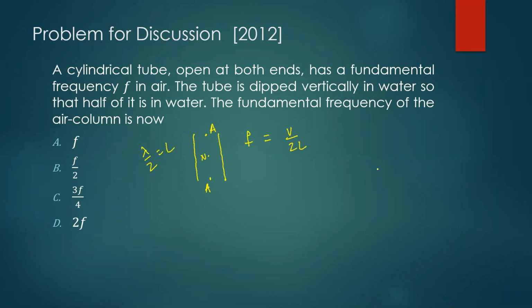Now, when this tube is dipped vertically in water, what is happening to the length of the tube? The length of the tube has become half. Now, what is the fundamental here? V by 4L, right? The fundamental frequency here is V by 4L, but L has become L by 2. So that means it is still V by 2L. That means this is also F. Okay, you understand?